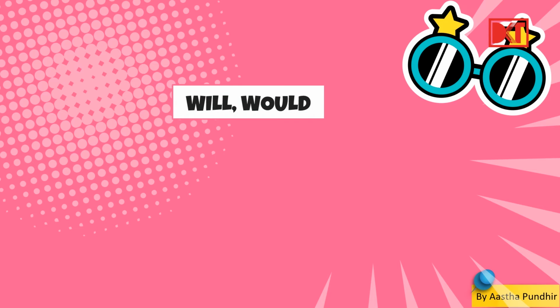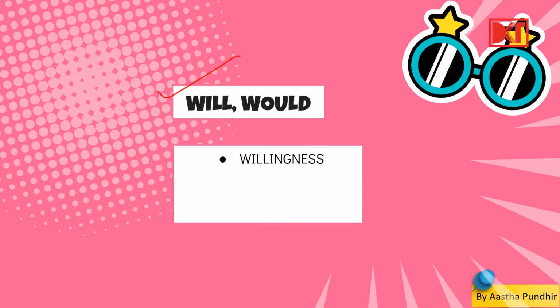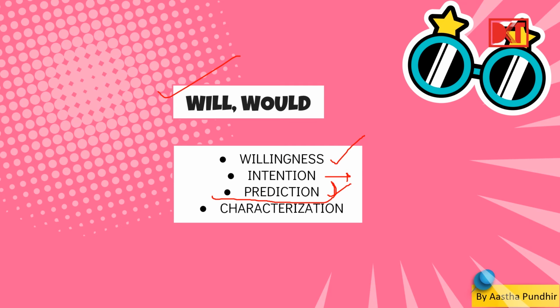Okay, so we have will and would. When do we use these? When we are talking about willingness to do something, you know, would you like a cup of tea? When we're talking about an intention, I would never tell a lie to you. It's my intention. Or a prediction, like I think India would win the World Cup this year. So for a prediction we use will or would. Or maybe certain characterization. Okay.